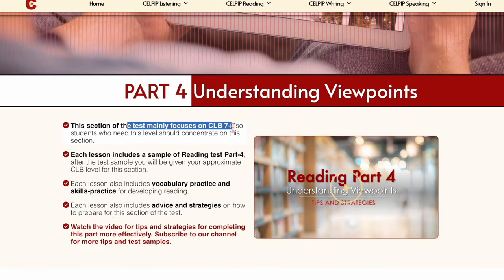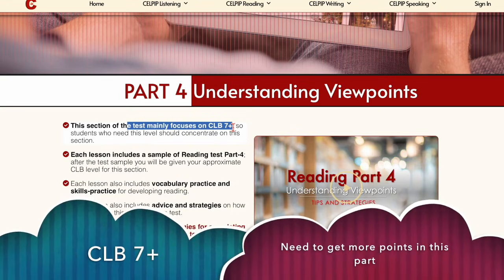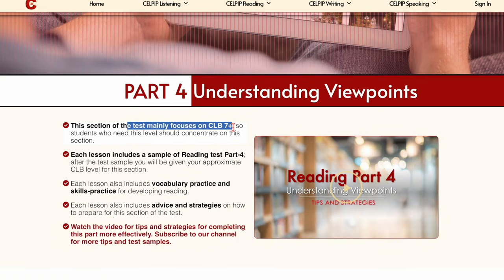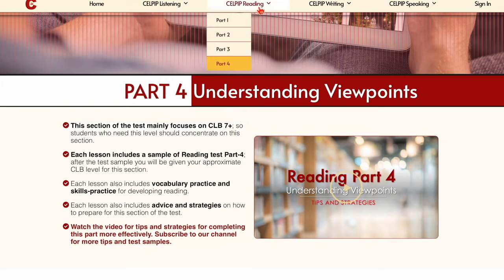Well, that means that if you need to get CLB 7 or higher, 8 or 9 for example, then you need to do well in part 4 because part 4 will be the most challenging part for higher levels. Okay, reading part 1, 2, those parts are very easy, and usually level 7 or higher, they get everything correct in parts 1 and 2. Okay, but in part 4, it will be more complicated.